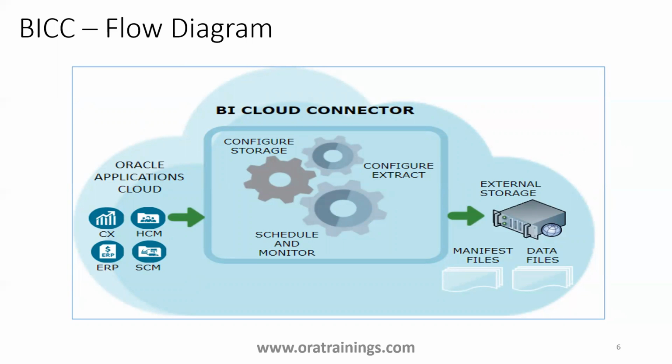First thing is you need to configure where you want to store, nothing but storage. You need to mention which particular entity you want, nothing but the offering or PVO, I can say, and what is the scheduling frequency for it. And then finally, once your BICC job runs, it will get stored in some external storage. It can be either UCM or OCS storage.